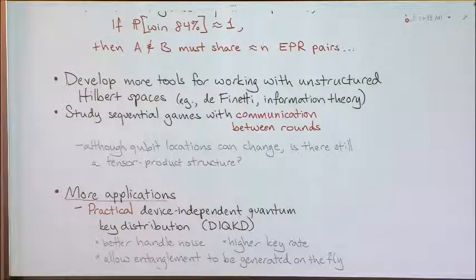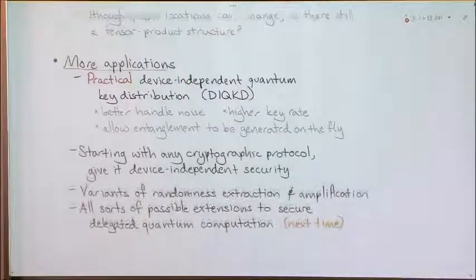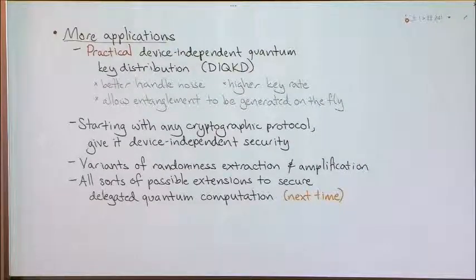And so one question you could ask is, is there still a tensor product structure? Can you still use this structure to get device-independent QKD, even if you have communication between rounds? If there's communication within a round, then you can't say anything. And I guess the last open question is just to come up with more applications, for example, in randomness extraction or amplification, or delegated computation. I'll talk about that on Wednesday. All right, thank you.